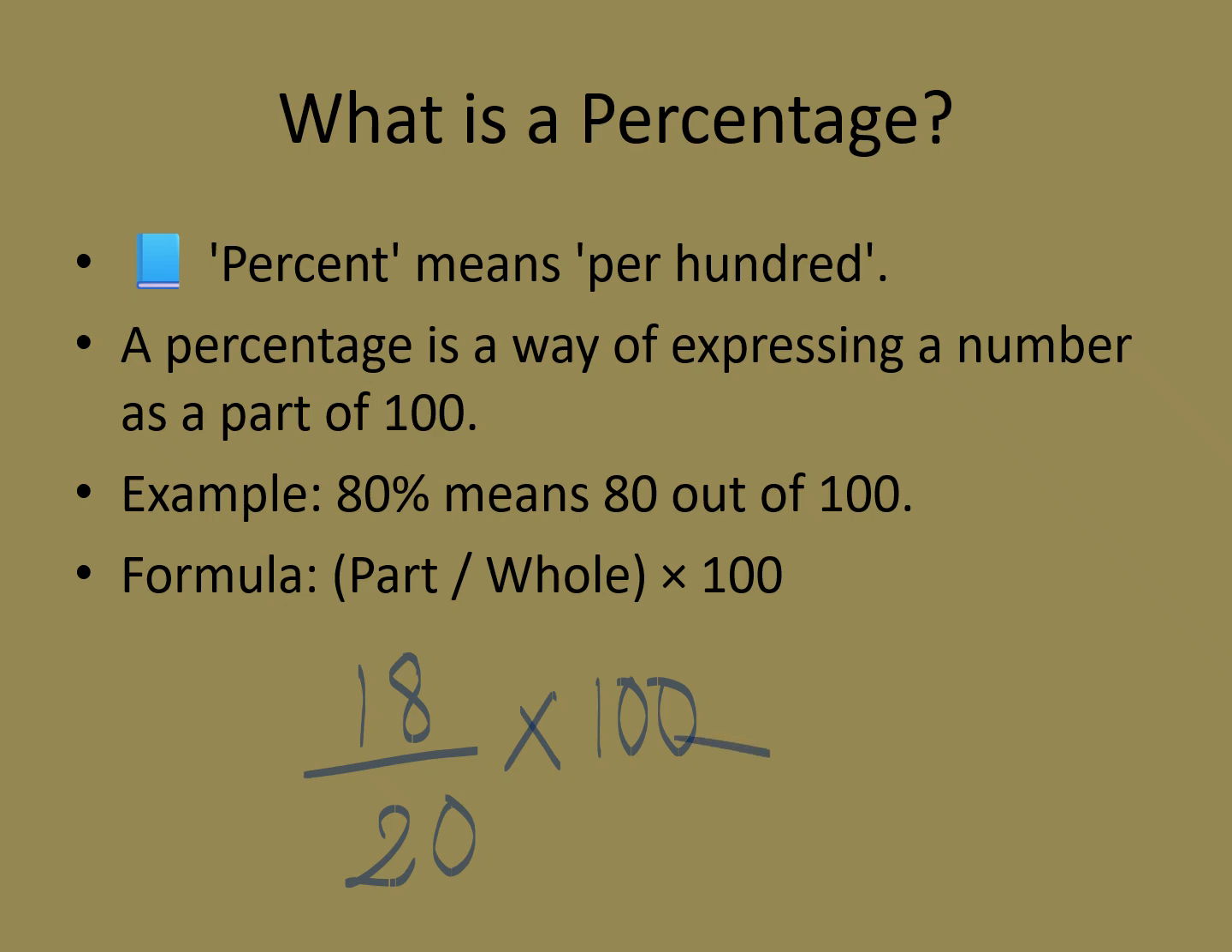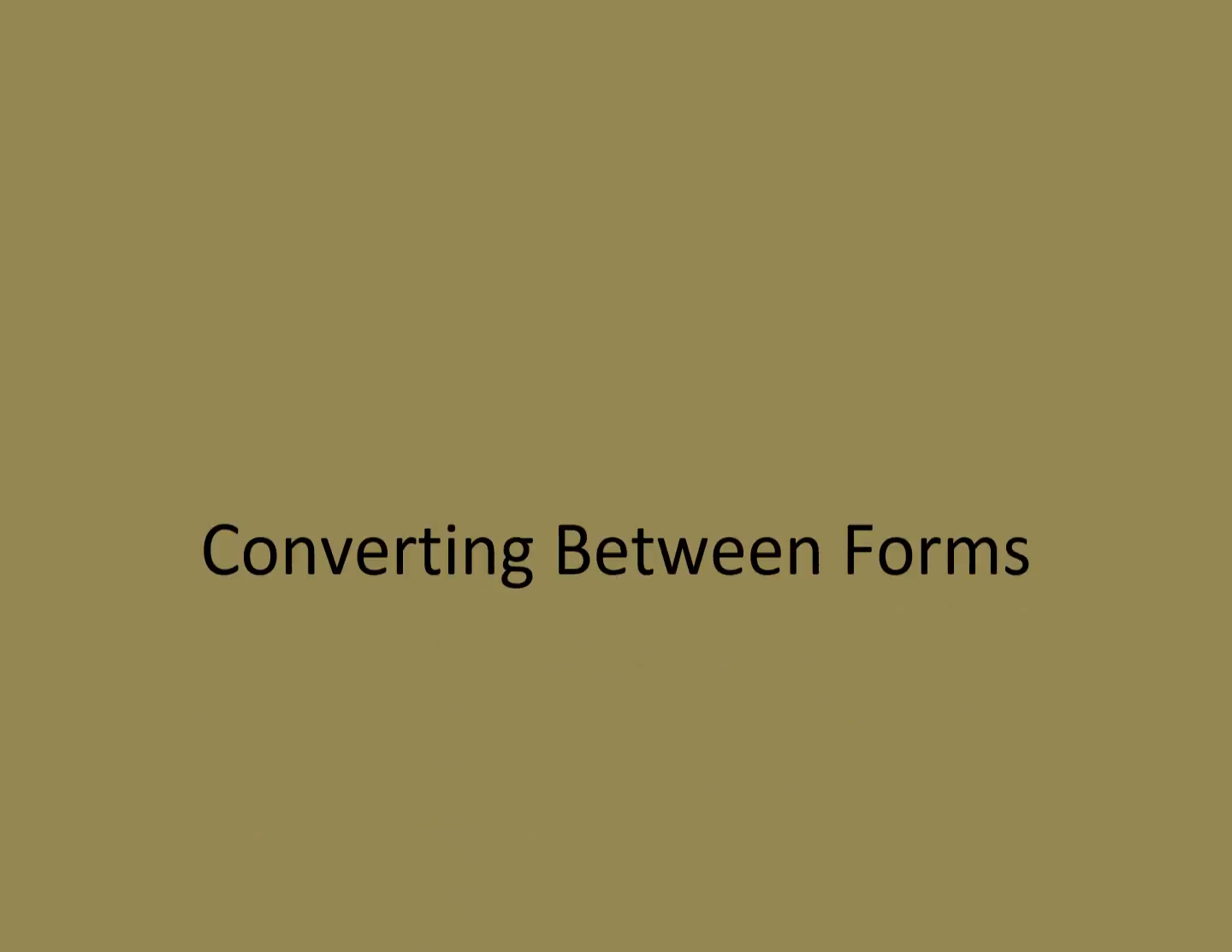So this 0 will get cancelled out. 2 and 18 come in the table of 2: 2 ones are 2, 2 nines are 18. Now the denominator is 1, which is of no use. And 10 into 9, I'll get 90. So I have got 90% in this test. In this way you can use percentages.